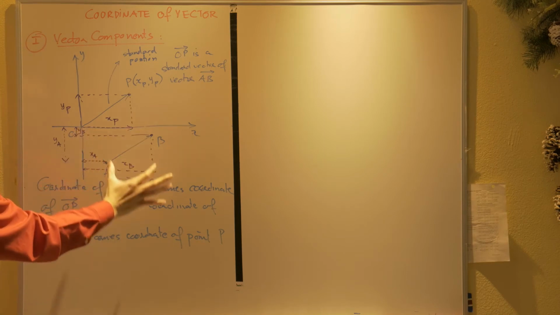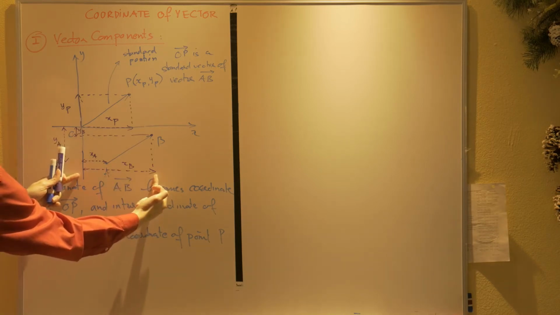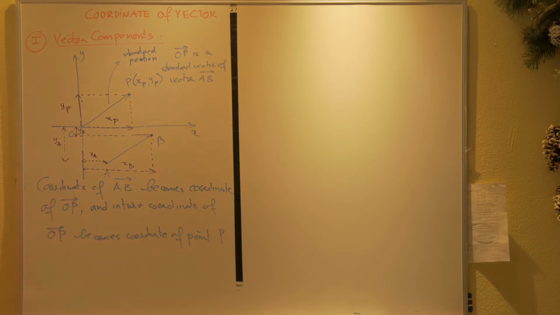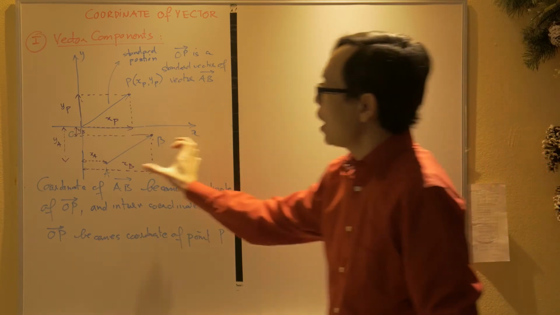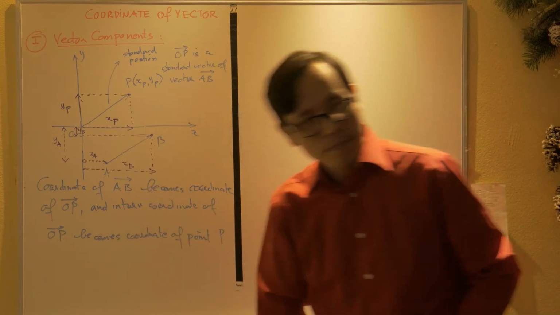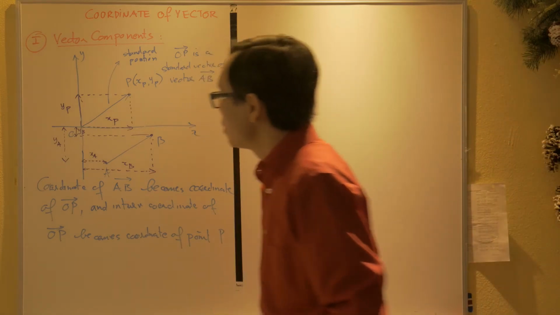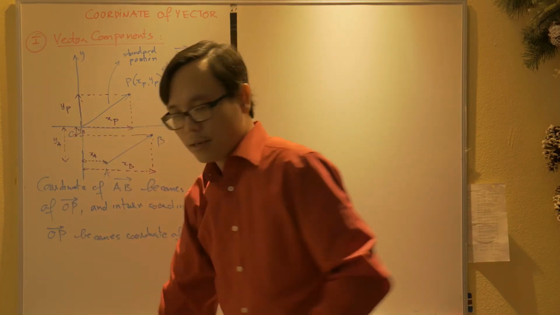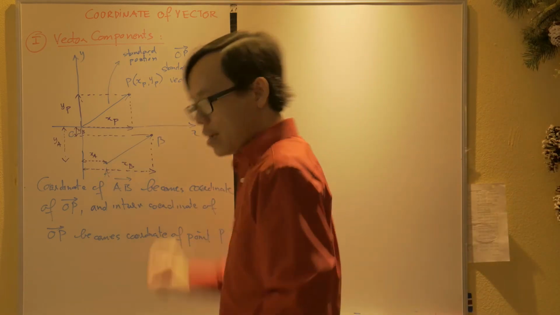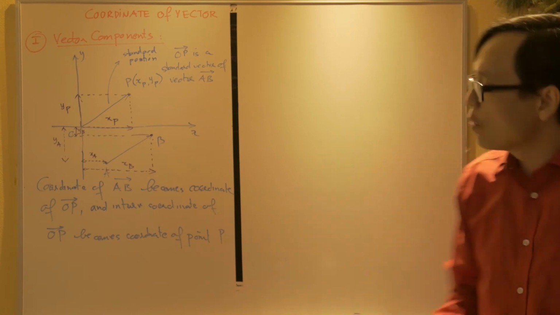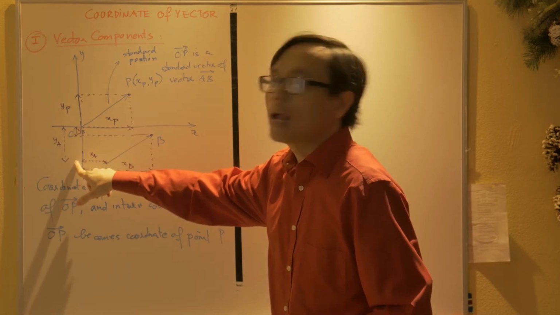But if you draw this on the grid paper, then you will see that XP, the distance from here to here, is the same as the distance from here to here. And the distance from here to here is you take the big one, xb minus xa. Okay? That's why we can find the coordinate of vector AB by finding the coordinate of vector OP, which is the same as the coordinate of point B, and you take xb minus xa and yb minus ya.